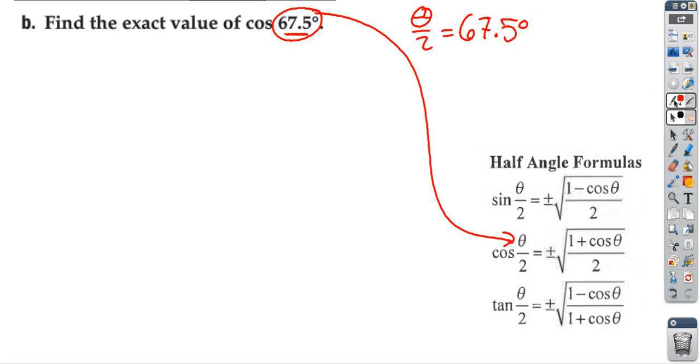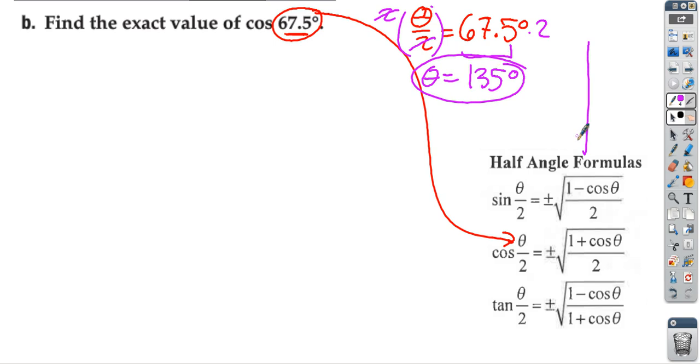This is a little bit easier than the other problem, because we don't have to guess what theta is. We can solve for it directly. We can multiply both sides by 2 and multiply this by 2. This number times 2 is 135 degrees. So now we know exactly where we are. We're in the second quadrant, where cosine is negative, because it's all students take calculus, and 135 is in the quadrant where sine is positive.